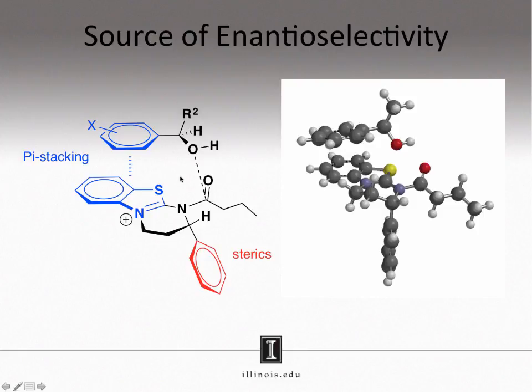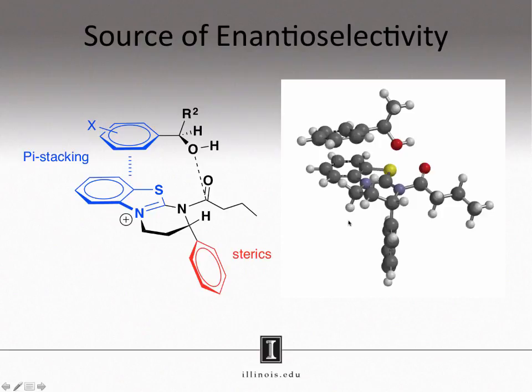In this drawing on the left, I have drawn this phenyl ring here, pointing down, in a red color. If you look at the three-dimensional structure here on the right, you see that this phenyl ring points straight down. The consequence of this is the phenyl ring effectively blocks the bottom half of our activated intermediate. If our alcohol wants to react with the activated intermediate, it has to come from the top side, because the bottom side is blocked by this very large, very bulky phenyl group.